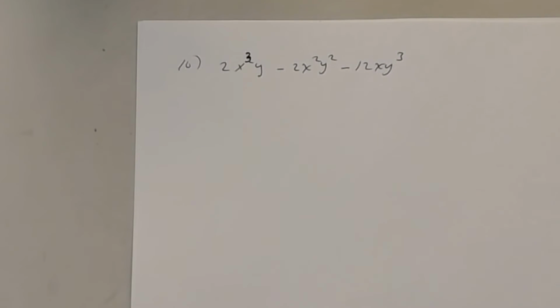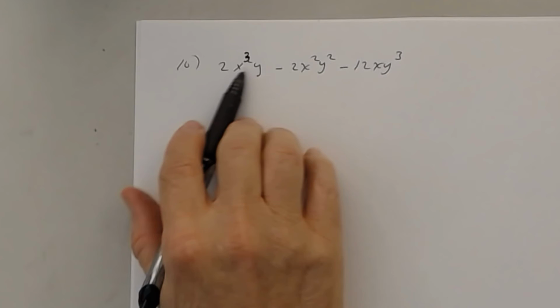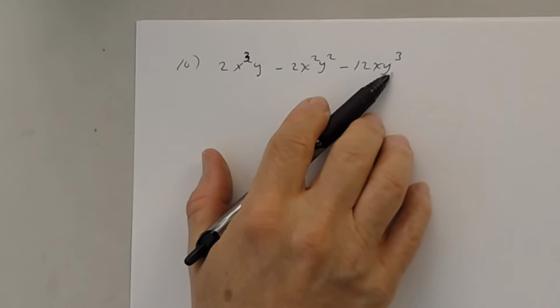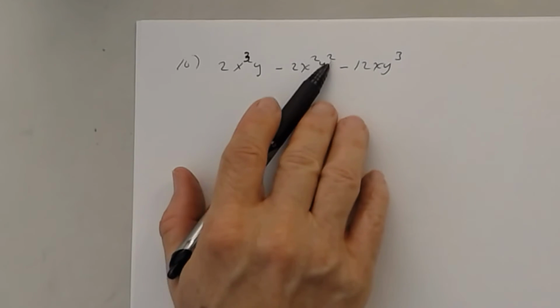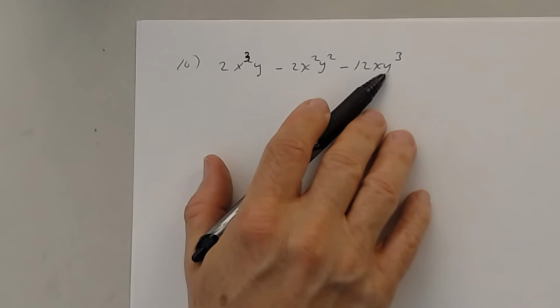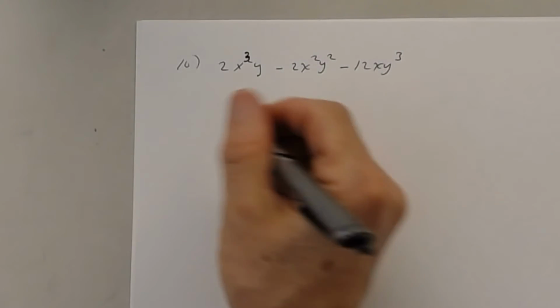GCF is 2xy. There's an x in every term, there's a y in every term. And so notice that for the x, there are 3 factors of x here, 2 here, 1 there. I need to take 1 factored. For the y's, there's 1 here, 2 here, 3 here. I need 1. Remember the smallest exponent. So the GCF is 2xy.